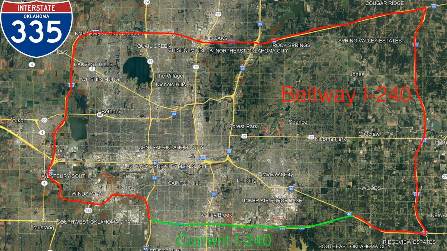2024. Before it was signed as I-335, there is a proposal to make I-240 a beltway around Oklahoma City. I-240 would overlap with various different highways, though this would be rejected to make way for two new interstates. As of recording this video, it is currently unsigned, though this is slated to change very soon.